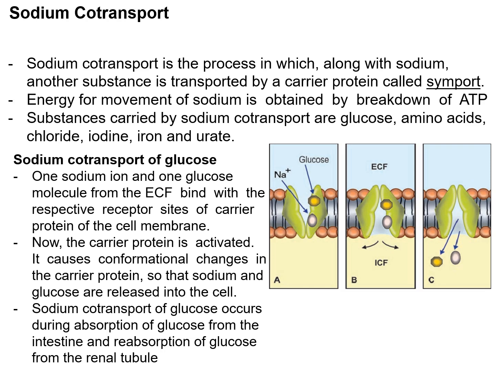So glucose or amino acid could be moved from the area of high concentration to the area of low concentration using facilitated carrier diffusion, or could be moved from the area of low concentration to the area of high concentration using the sodium glucose cotransporter.